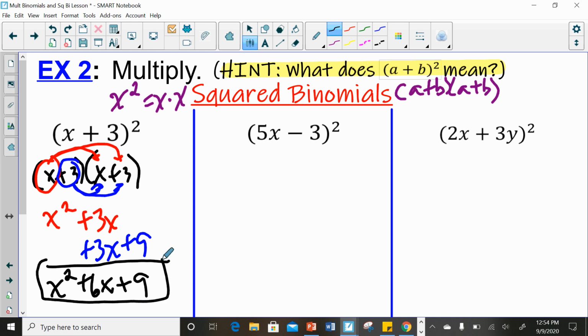Word to the wise, when you square a binomial, it has a middle term. 100% of the time it has a middle term. So if all you do is square this and square this, you're going to be missing out on that 6x. It is vitally important that you write it out, because most of you will forget that. Based upon what we did here, I want you to rewrite this. Remember, 5x minus 3 squared means 5x minus 3 times 5x minus 3.